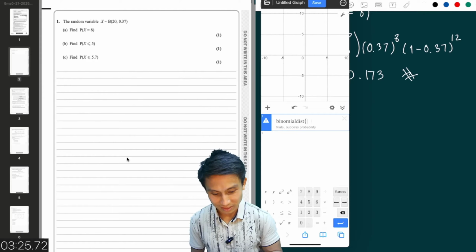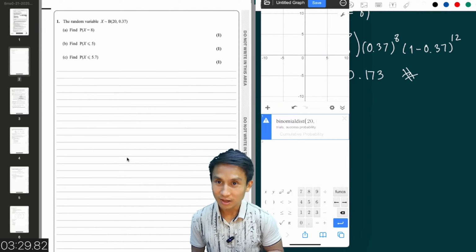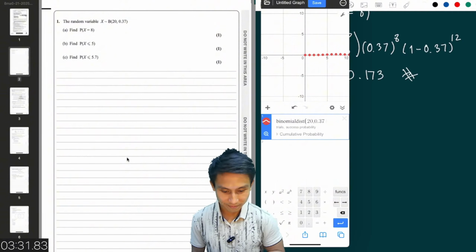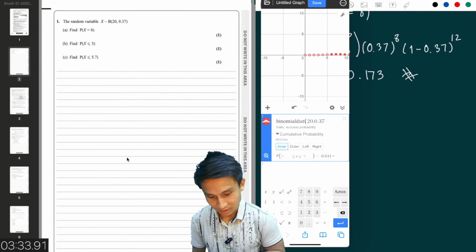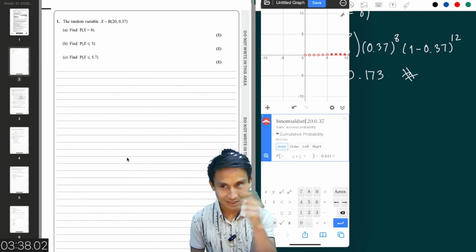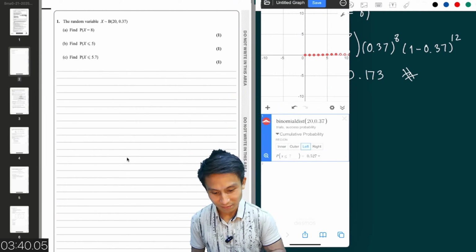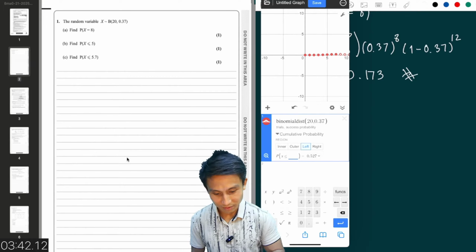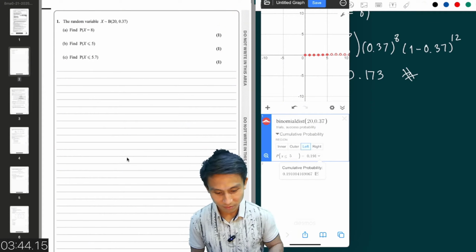So trials in this case is 20, comma 0.37, yeah? And then you're going to toggle down this thing, cumulative probability. So we do left, right? Because that's less than 5. So left here. So just put 5 in there. You're going to get a probability there.